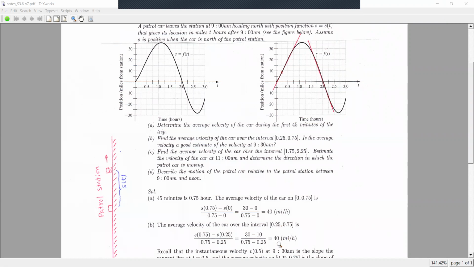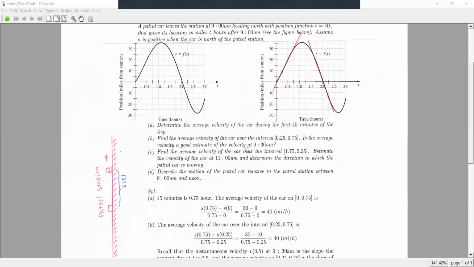This average velocity is the slope of this red line. This red line joins this point and this point on the graph. This point corresponds to time is 0.25, and this point corresponds to time is 0.75.